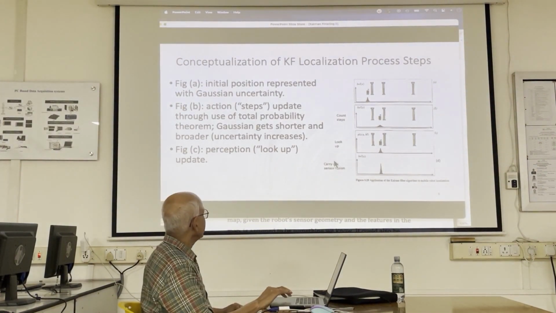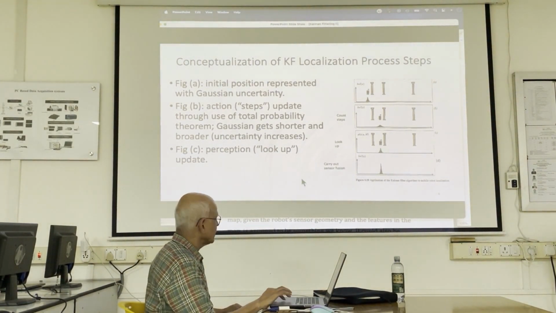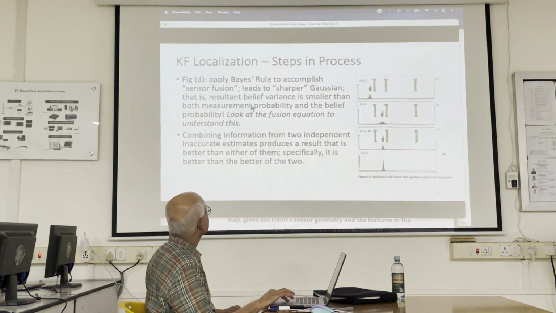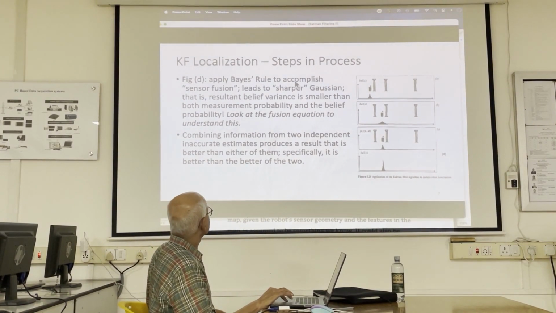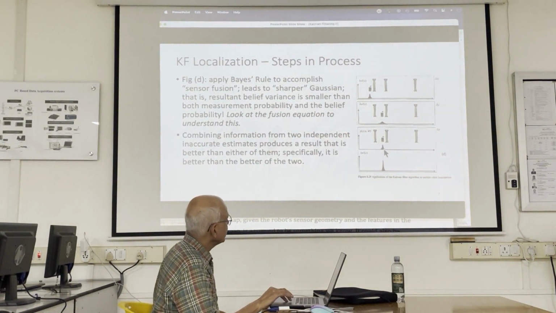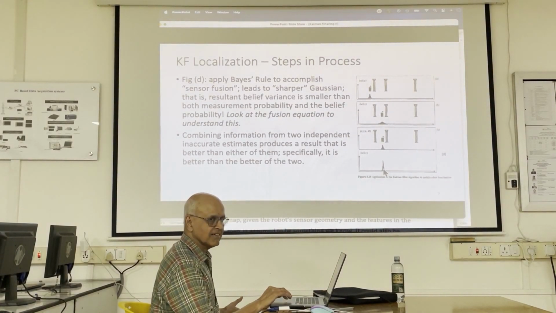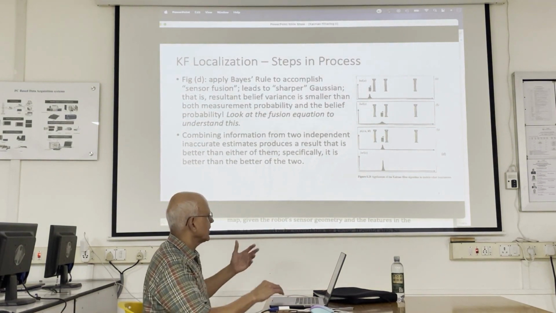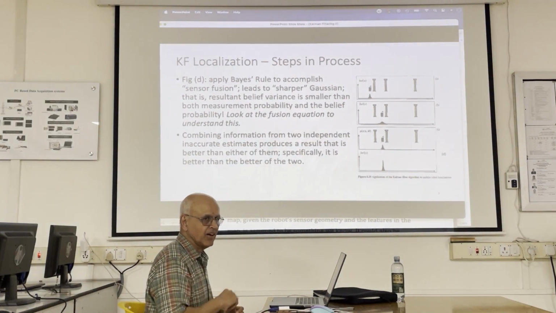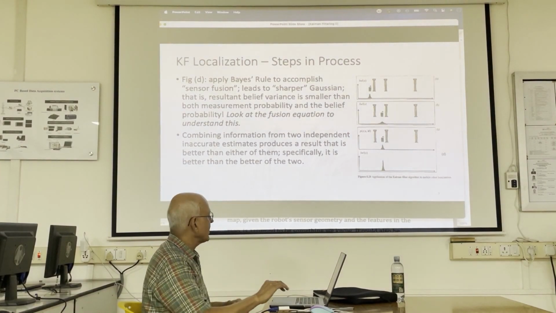So figure C is a perception, and then there's more to it because figure D is apply Bayes rule. So I've repeated the figure. Applying Bayes rule to accomplish sensor fusion leads to a sharper Gaussian. Look at it. You can tell, right? If you multiply this by this, you get a sharper result. And then you normalize it with the area, and there it is. Now you can count steps again for a while, not forever. But for a little while, you can count again.